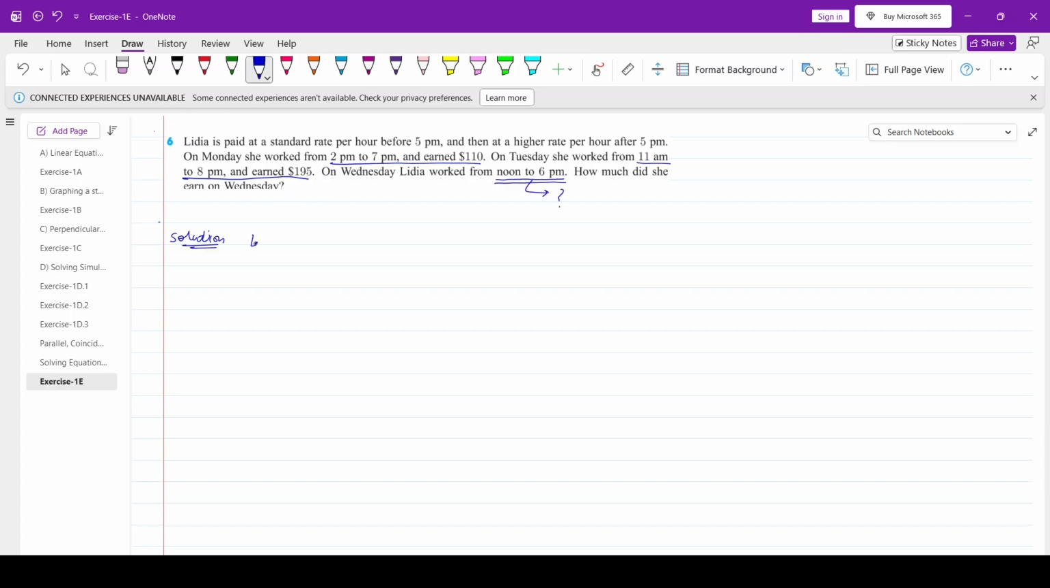So let the rate before 5 p.m. be X dollars per hour and the rate after 5 p.m. be Y dollars per hour.